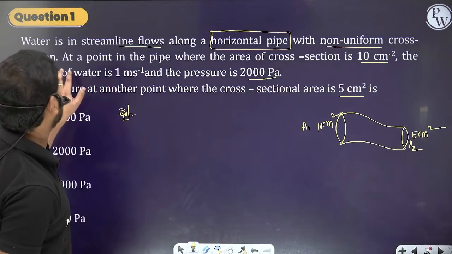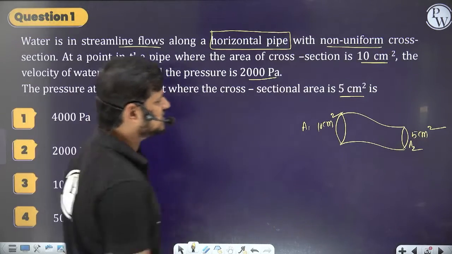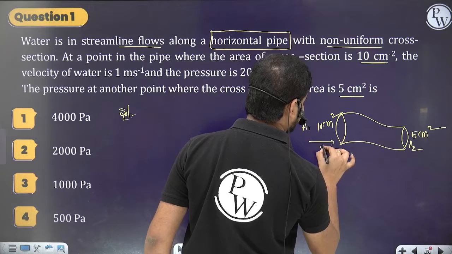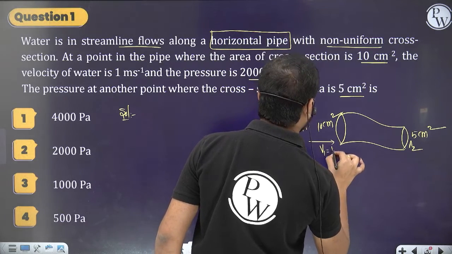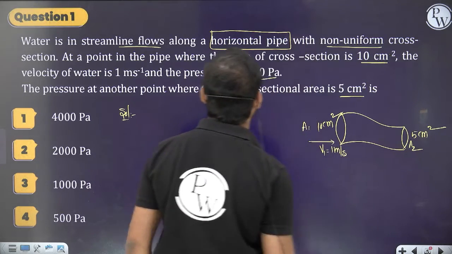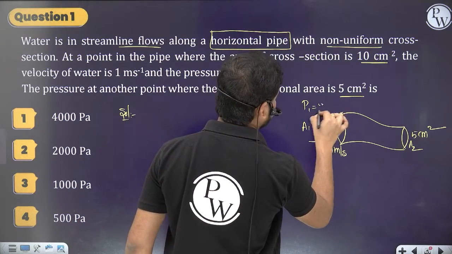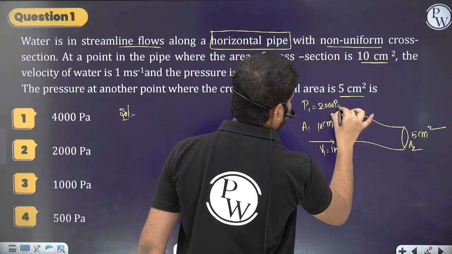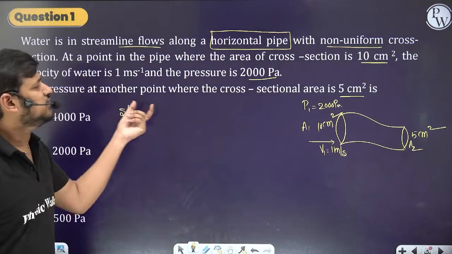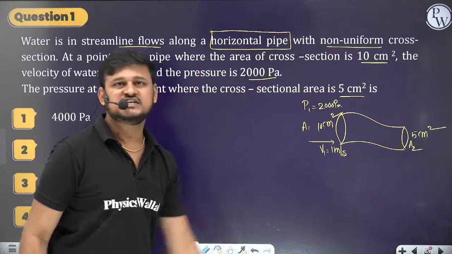The velocity of water at this place, V1, is equal to 1 meter per second. Fine. So then the pressure here, P1, is equal to 2000 pascals. Then the pressure at another point where the cross-sectional area is 5 centimeter square.